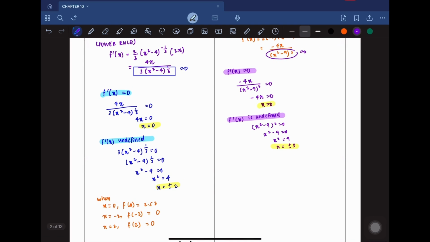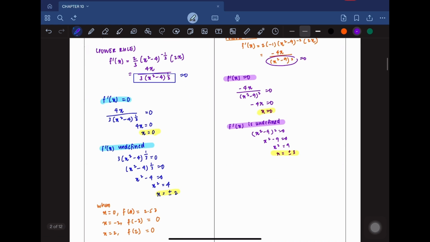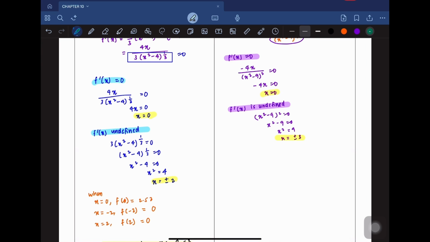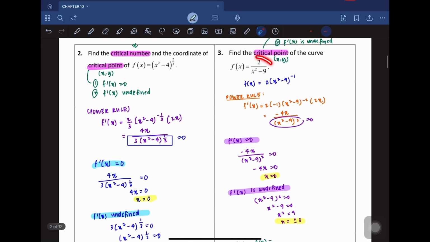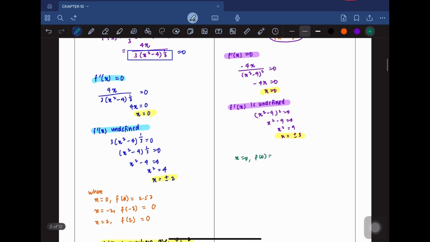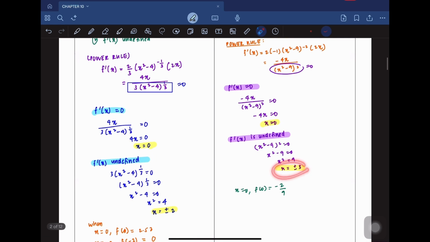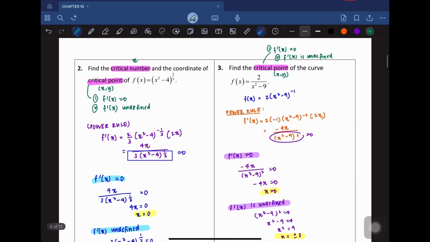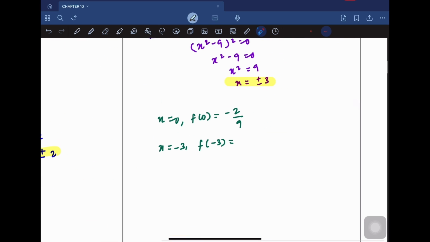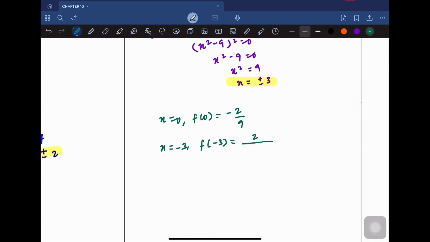Okay, so now kita nak points kan? So bila points, kena cari nilai y dia. So when x equal to 0, f0 masuk sahaja dalam ni. Masukkan dalam ni. You will get -2/9. Okay, so ni special sikit sebab apa? Untuk the next critical number, so let's try masukkan -3 apa yang jadi. So f -3 kita akan masuk dekat function ni kan. So dia jadi 2 over x square minus 9.